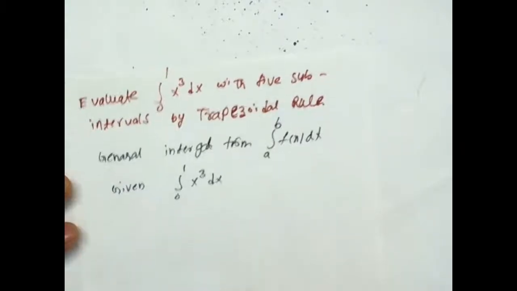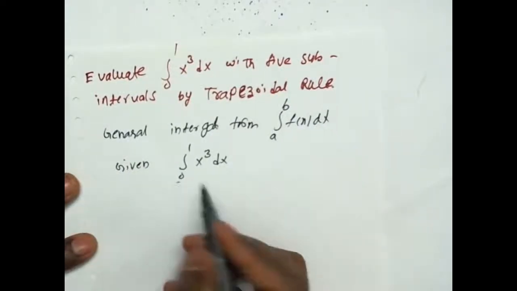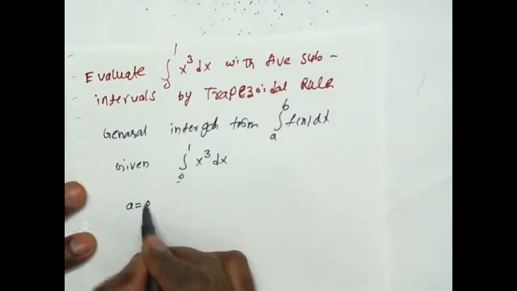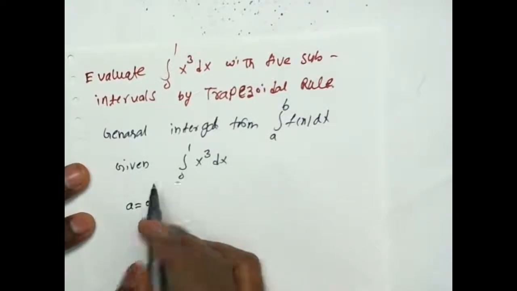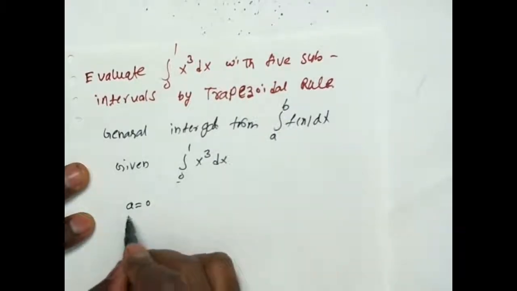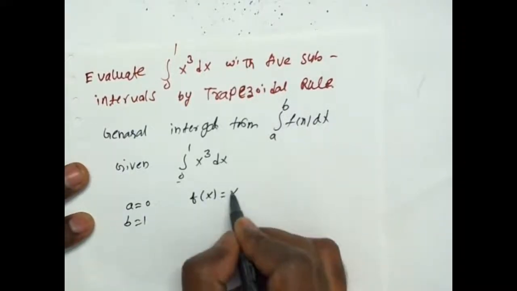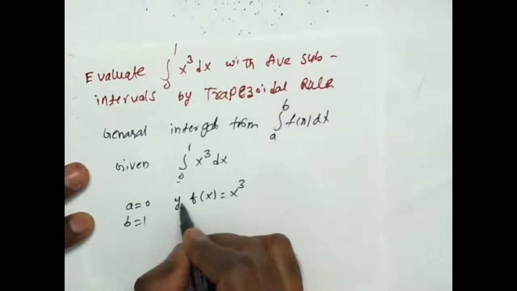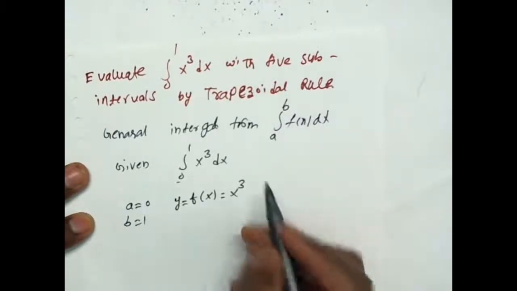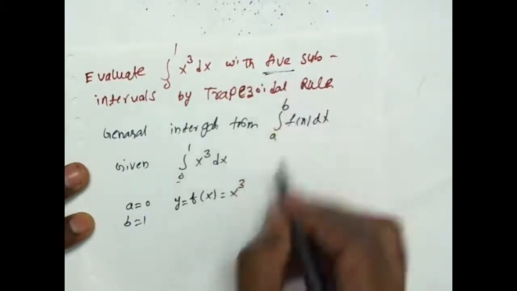By comparing these two, what is the a value? That is the lower limit. A equal to 0. What is the b value? That is the upper limit. B equal to 1. Now f of x is equal to x cube, nothing but y. Y equal to f of x is equal to x cube. How many subintervals? 5. That is n.